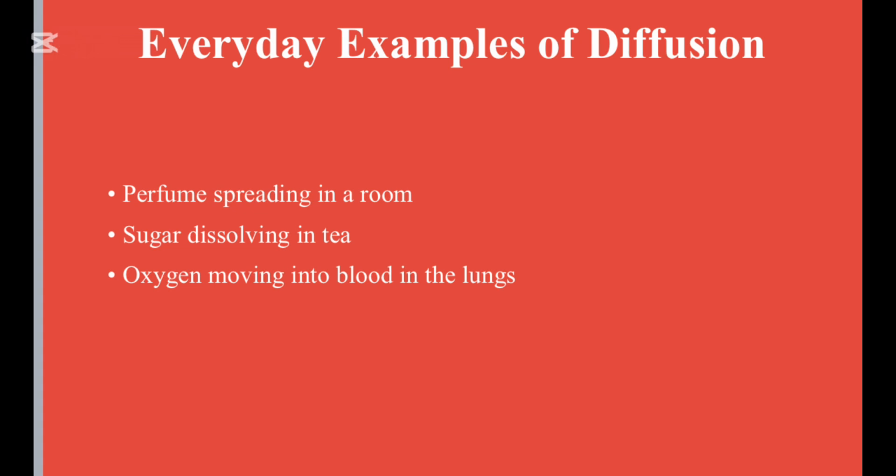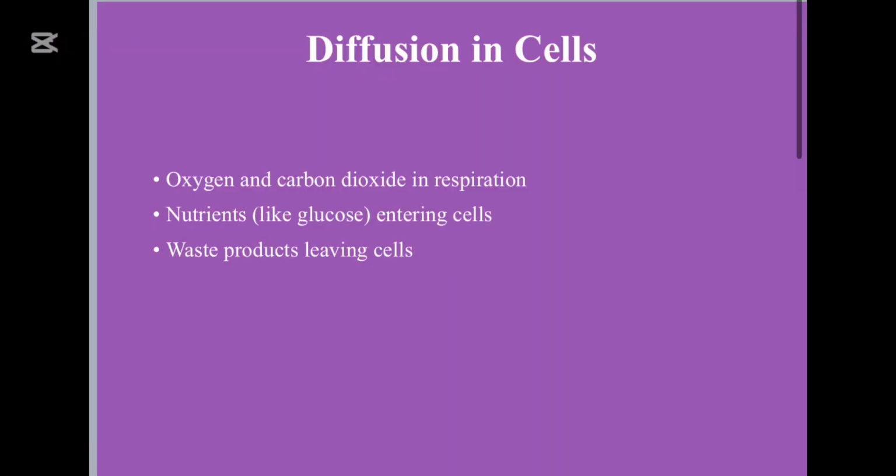Examples of diffusion that are common in our everyday life. Number one is perfume. If you notice, when you spray your perfume newly, it moves from a region of higher concentration to lower concentration. Sugar dissolving in tea, oxygen moving into the blood in the lungs. You can see that's also by the process of diffusion. Now, one thing you need to note about diffusion is that it always involves moving from a region of higher concentration to lower concentration, and it is passive, meaning it requires no energy.